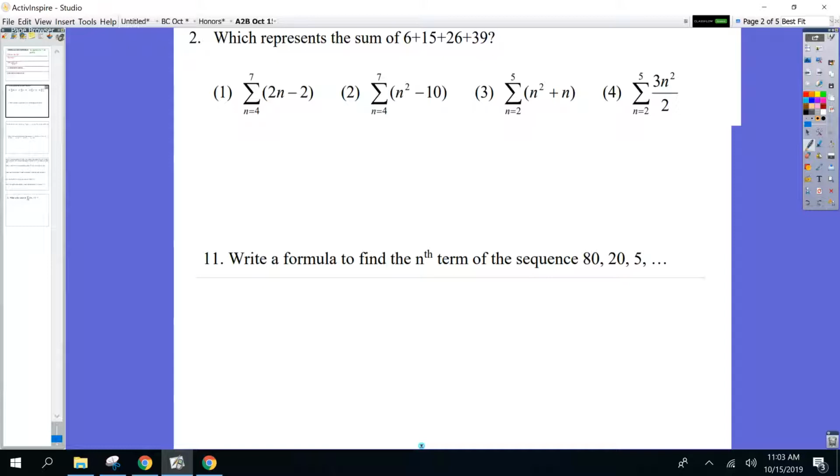I plug in the number on the bottom, which says n equals 4. So when you plug in 4, 2 times 4 is 8, minus 2 gives you 6. Okay, that doesn't mean it's the answer, though. You got to check for the other 3. So there's 6. Now you go to 5. So plug in 5: 2 times 5 minus 2. Okay, I can stop there. I know it's not that because I should have gotten what? 15. So keep going until you get the numbers out.